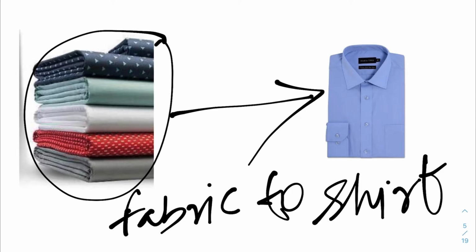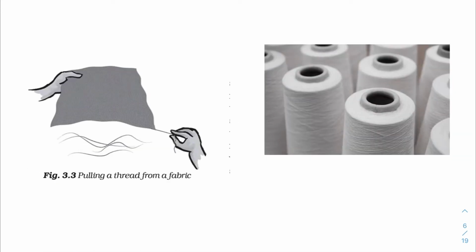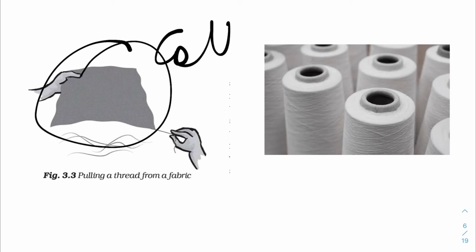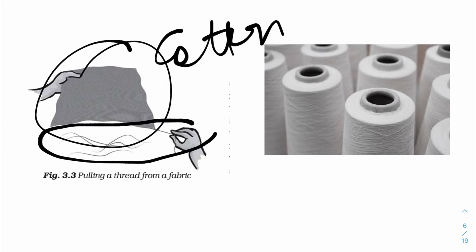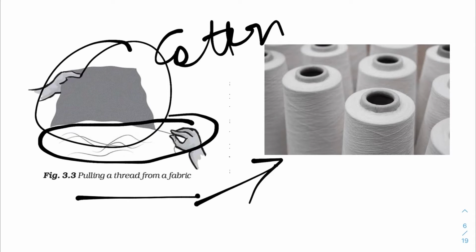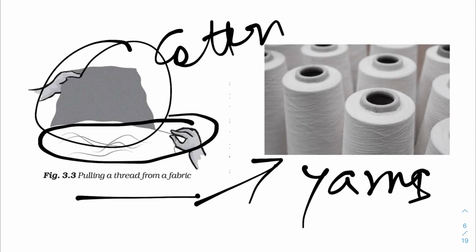Now activity 2 asks you to select a cotton fabric and try to find a loose thread at one of the edges and pull it out. By this we find that a fabric is made up of yarns arranged together. Now the question is, what are yarns made up of?